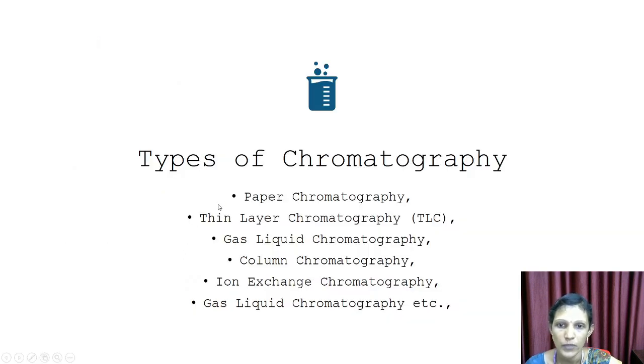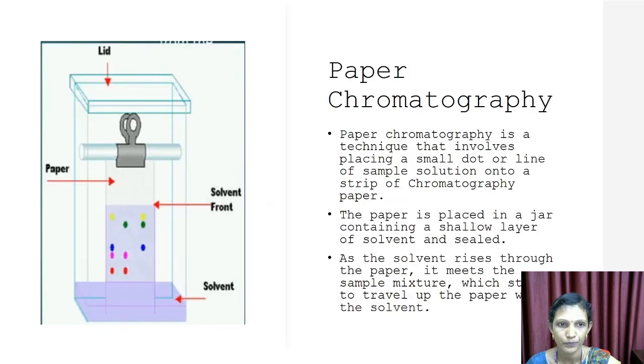What are the types of chromatography? Here there are a lot of types: paper chromatography, thin layer chromatography, gas liquid chromatography, column, ion exchange, and likewise there are most types of chromatography. So the first one is paper chromatography.